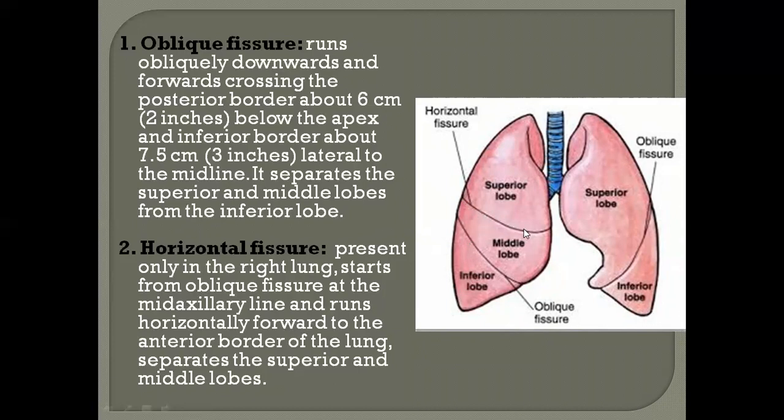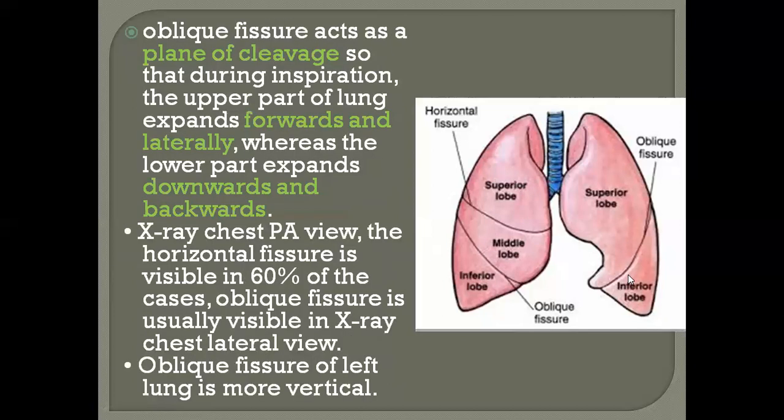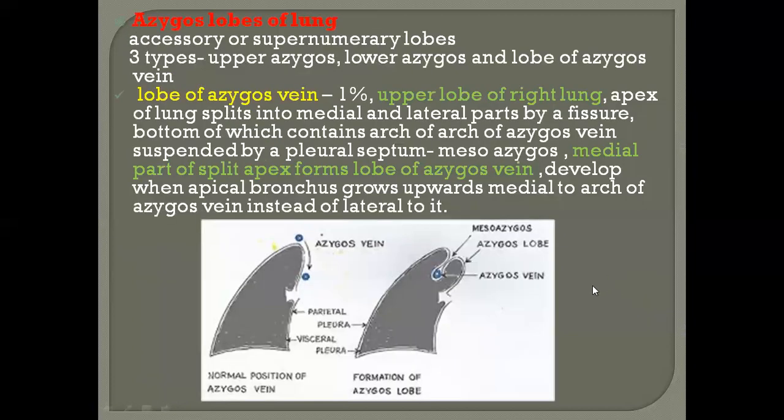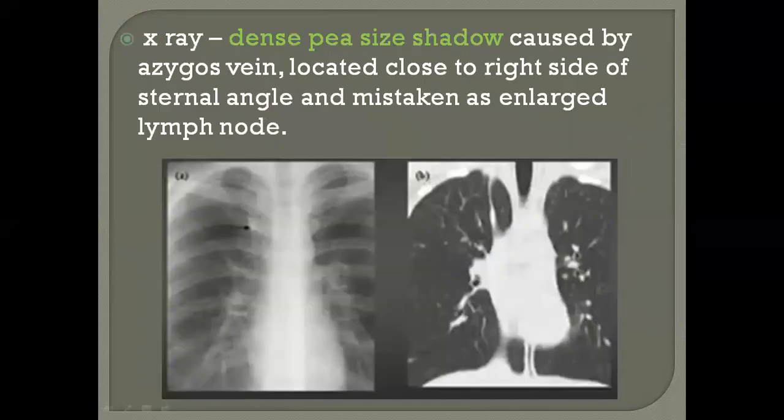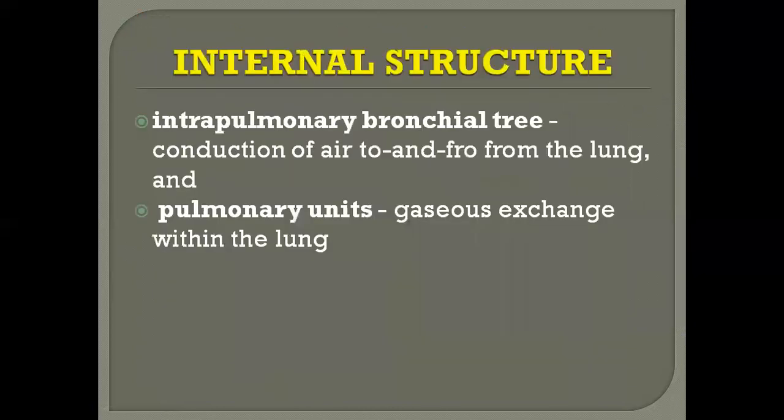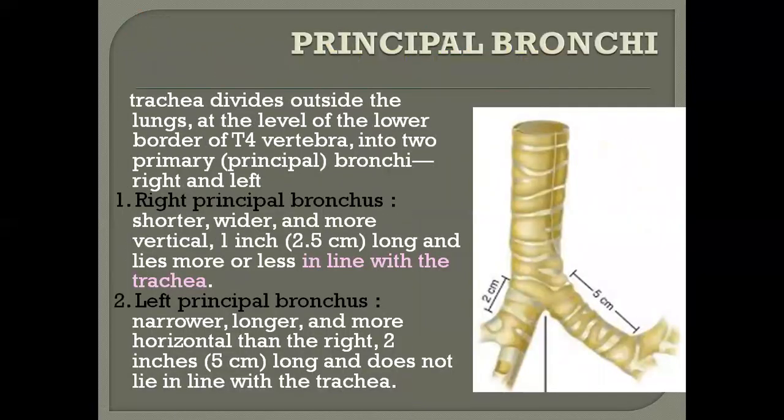Horizontal fissure is present only in the right lung. It starts from the oblique fissure at the mid-axillary line and runs horizontally forwards to the anterior border of the lung and separates the superior and middle lobes. Oblique fissure is found in both the lungs, and horizontal fissure is found only in the right lung. Right lung has 3 lobes, superior, middle and inferior. Left lung has only 2 lobes, superior and inferior. Sometimes there may be an accessory lobe called the azygous lobe, which may be a dense pea-sized shadow in the X-ray. Internal structure will be dealt with in the next class.